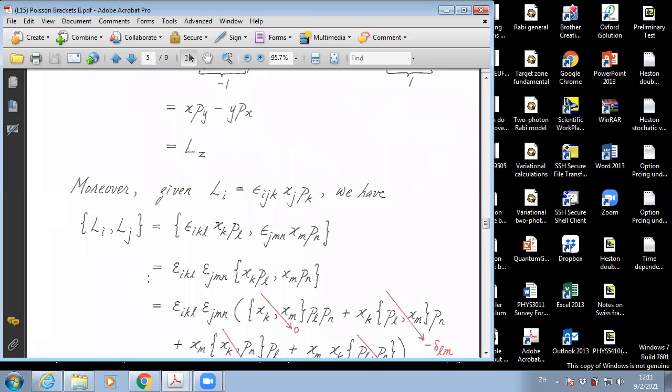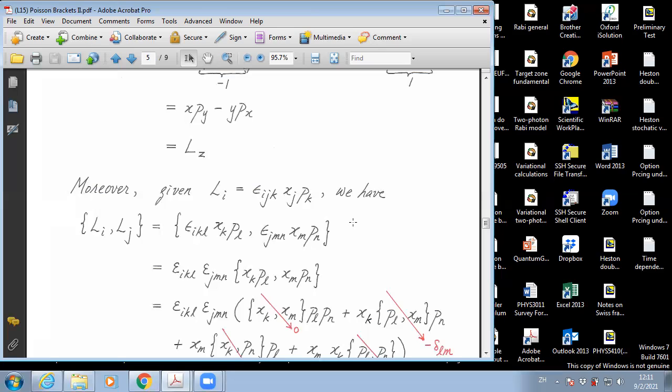Now we want to explore a little bit more. What are the Poisson brackets between any two of the components? Okay, so i runs from 1 to 3, and this is the definition of the angular momentum, the cross product r cross p. I use the Einstein summation convention and also express the cross product by using this totally anti-symmetric symbol, epsilon ijk.